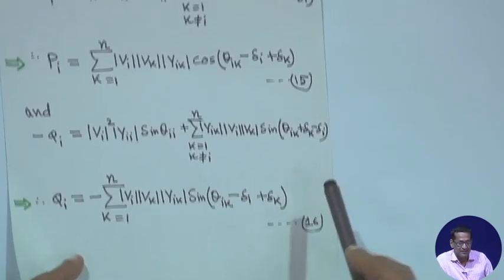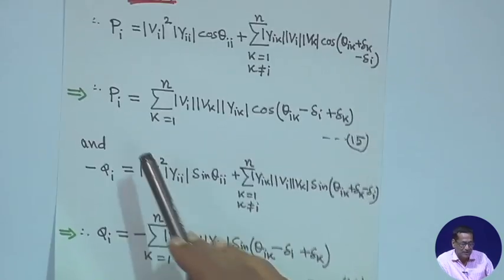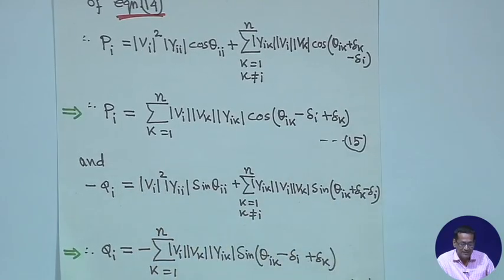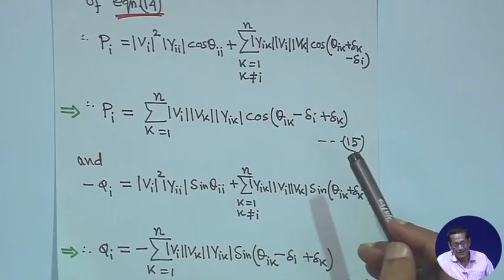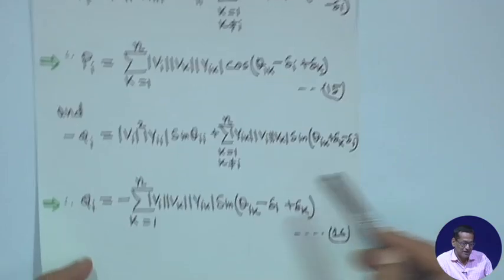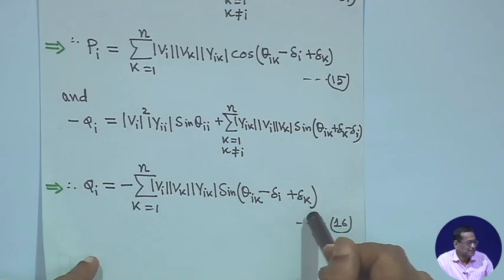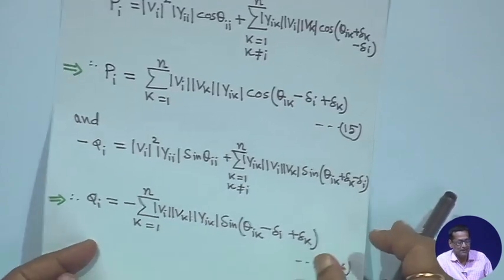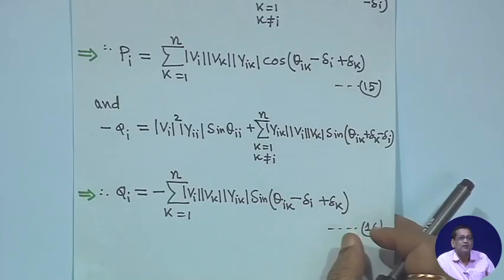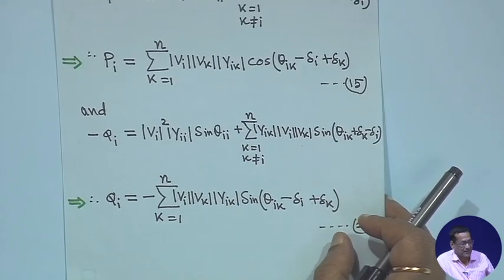This is equation 16. Equations 15 and 16 we have to recall again and again. The power expression for power injection P_i, equation 15, is very easy to remember: the sum over k = 1 to n of V_i V_k Y_ik cos(θ_ik − δ_i + δ_k), and Q_i is equal to minus the sum over k = 1 to n of V_i V_k Y_ik sin(θ_ik − δ_i + δ_k). So this is equation 15 and this is equation 16. I hope you have understood this. It is simple, only a little bit of practice is needed.